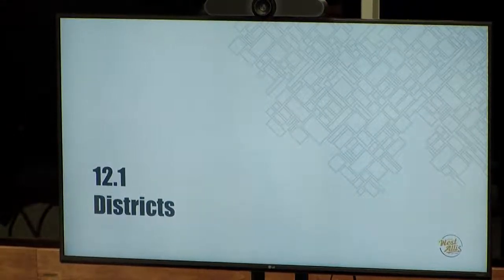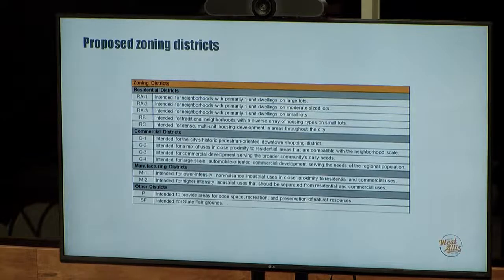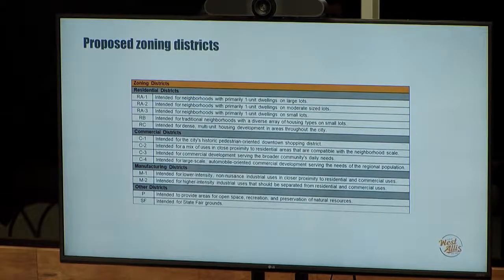All right, so the first big section is our district section. This is where we establish our zoning districts, and what can be built where is all built from this section on. So this is our proposed zoning district table. It's very similar to what we have right now. We have a group of residential districts, a group of commercial districts, a group of manufacturing districts, and then our other districts, which are our park district and state fair park district.